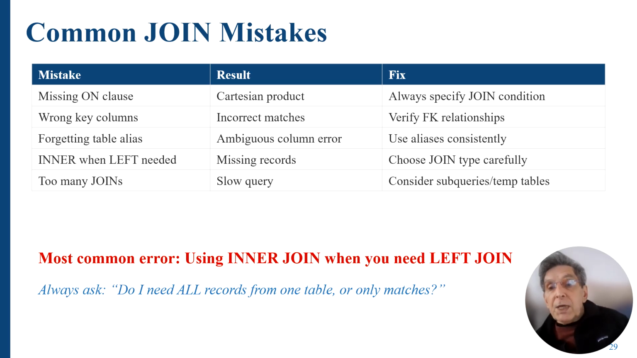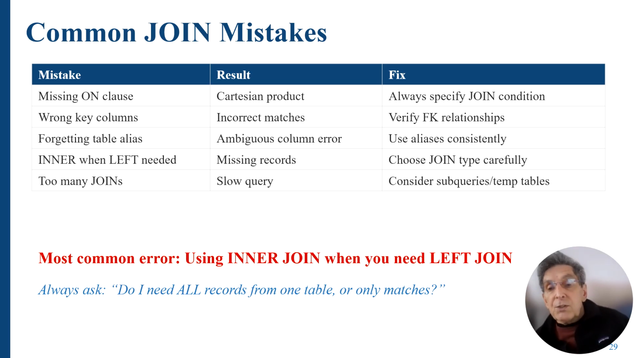You can forget table aliases when the same column names exist in multiple tables, causing some ambiguity and making column errors. Be very consistent in your choice of the alias text. And also another common mistake is using inner join when you need a left join, which silently drops records from your results. This is probably the most common mistake I see. Always ask yourself, do I need all the records from one table or only the ones that have matches?